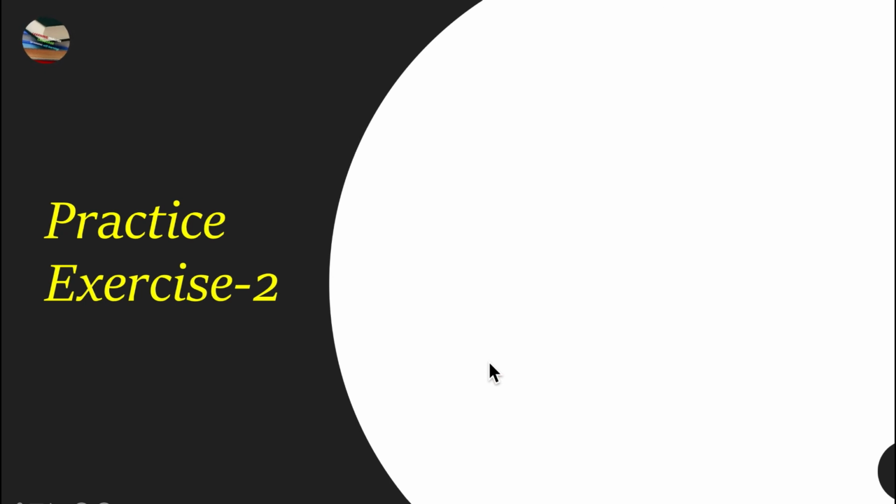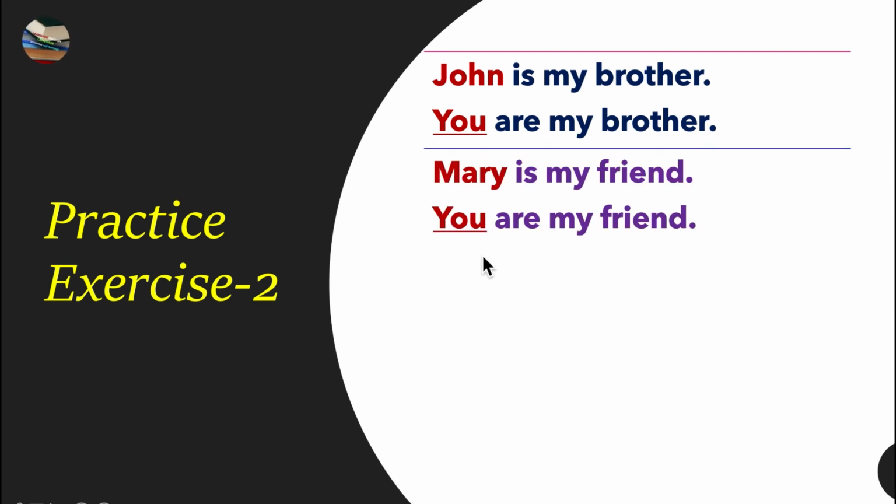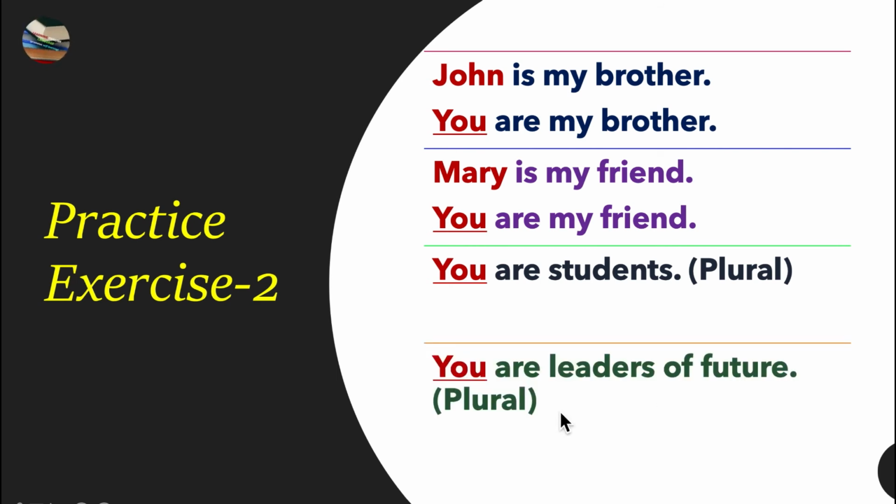Practice exercise 2. John is my brother. You are my brother. So here you refers to John, one, male. Mary is my friend. You are my friend. Here you refers to Mary, female, one. You are students. Here you refers to many, plural form, maybe male or female, it doesn't matter. You are leaders of the future. Here you, plural form, refers to both male and female.